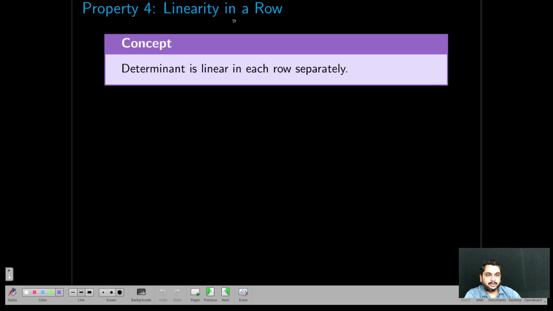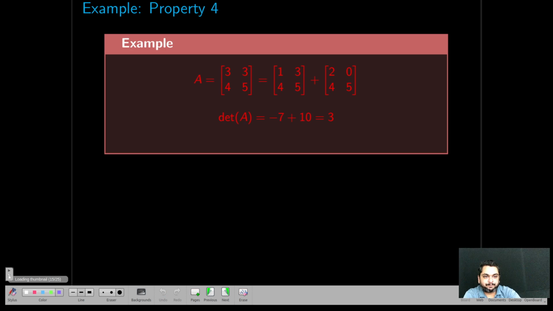Next, linearity in a row. The determinant is linear in each row separately. When I explain the vector concept, I will explain this again. Let us take this example: A is equal to 3, 3, 4, 5. Now, what is a vector?